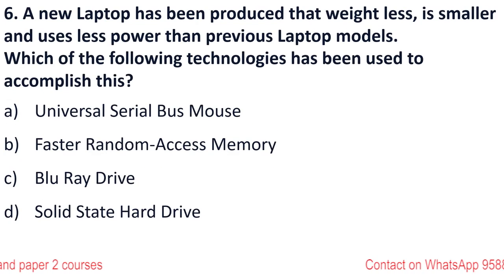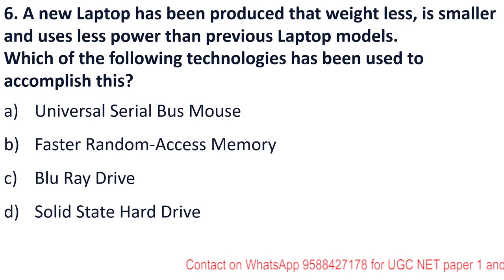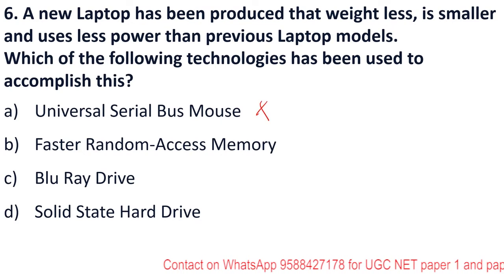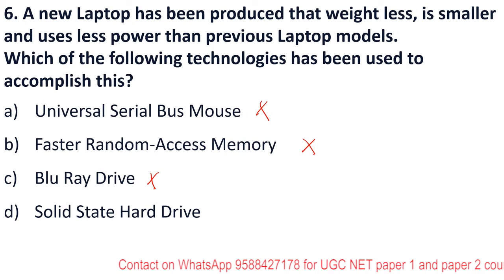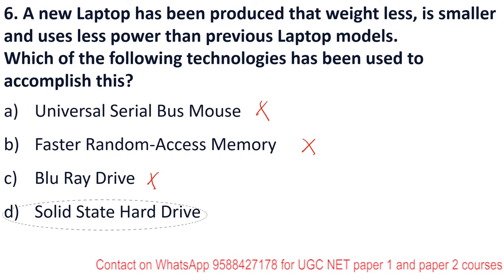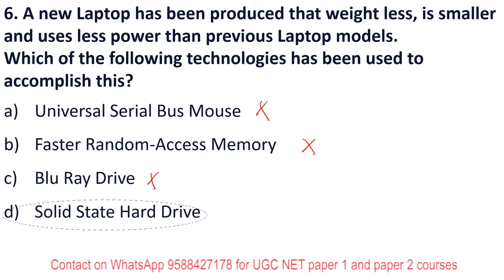Next. A new laptop has been produced that weighs less. There is a new technology that has come up, because of which laptops are lighter now. They're smaller, they are lighter than the previous versions that were produced. So now the question is asking, which of the following technologies is used to make the laptops lighter and smaller? Universal serial bus? No, this is not right. Neither random access memory, neither Blu-ray drive, but SSD. SSD is the new technology that has come up, which has made laptops lighter and faster.